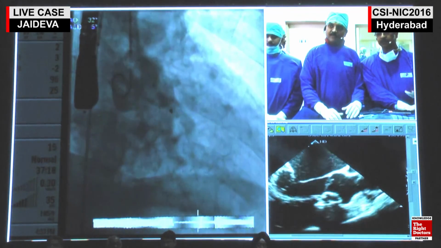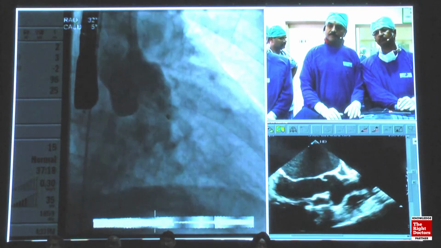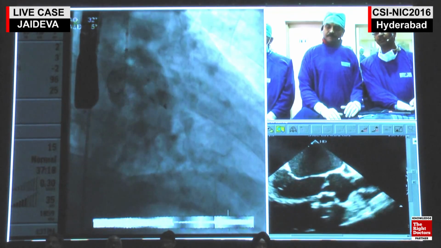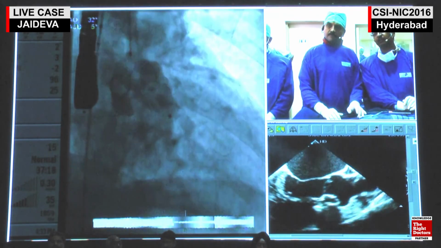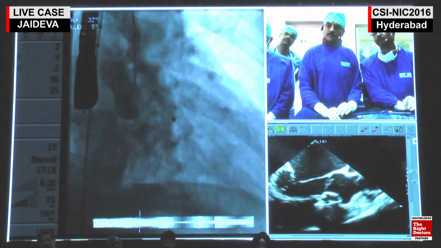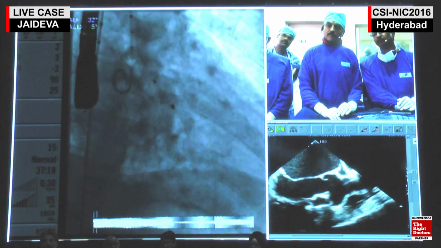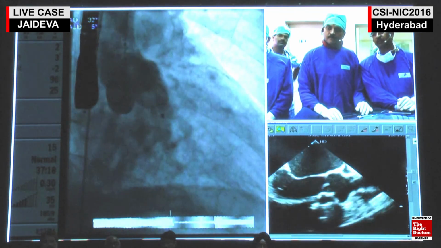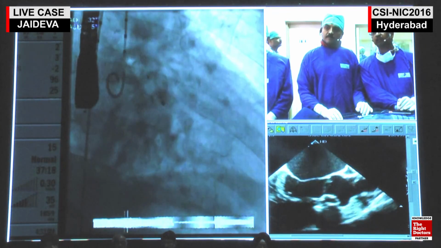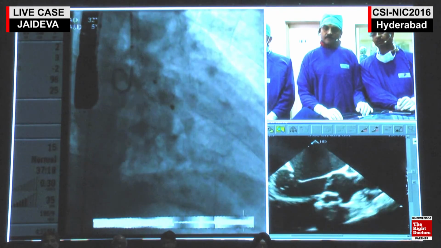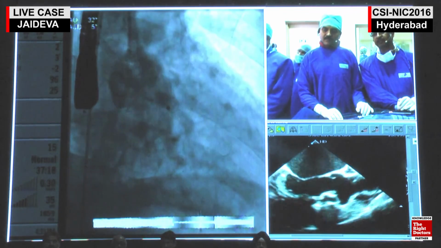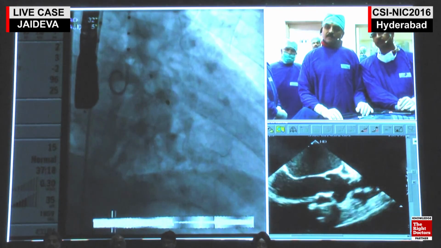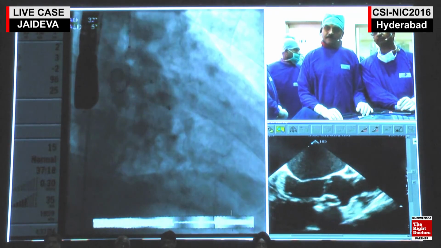Do you have any questions or comments? Which wire was kept across the device? That's a 0.032 Terumo wire. And you took the wire before deploying the distal disc? Yes, that's important. You deploy both the distal and proximal discs, and the device is released after removing the wire. Correct.